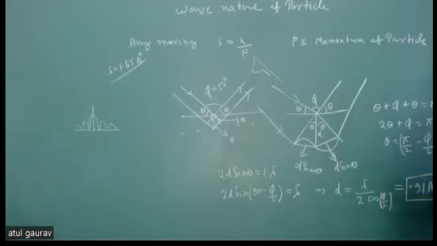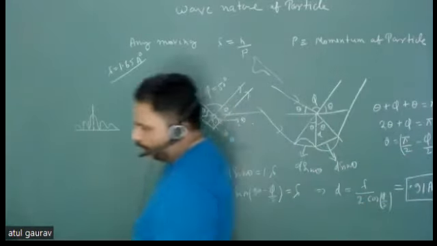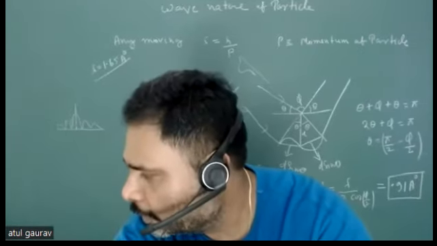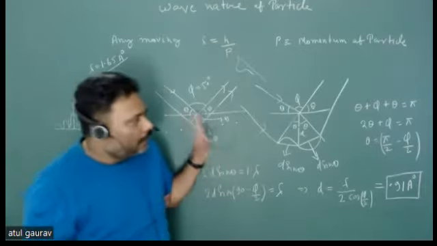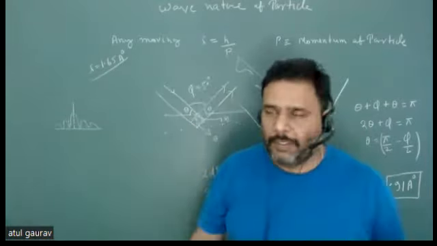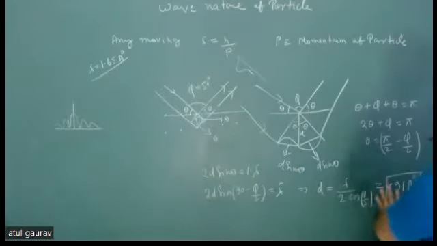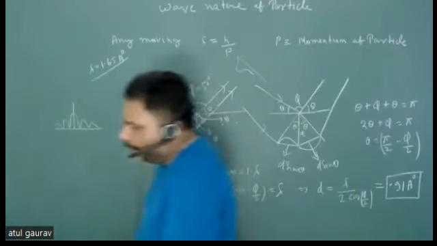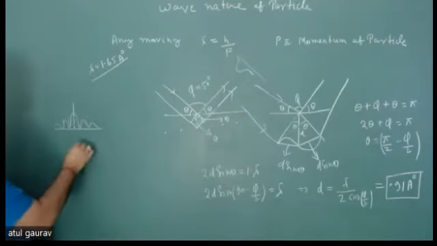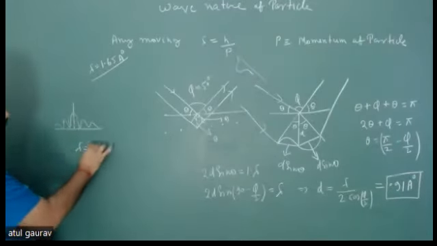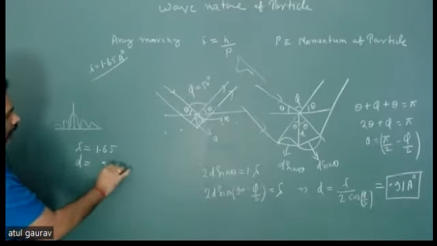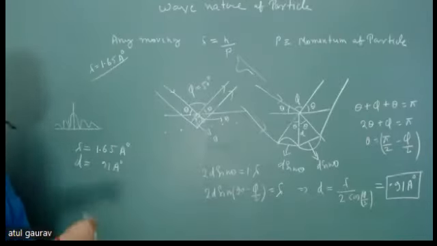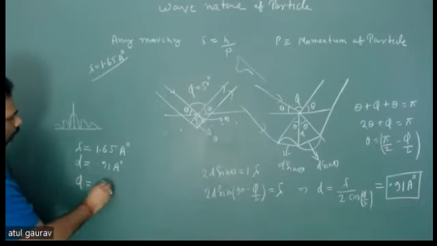This thing you will also learn in solid state, so don't worry about it. You will study this in solid state also. So we have knowledge of this whole experiment, and we can have some basic information. What is this basic information? The incoming wavelength is 1.65 angstrom, d can be easily calculated as 0.91 angstrom, and phi is equal to 50 degree.